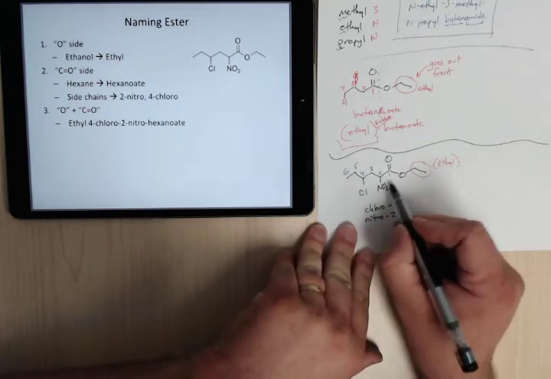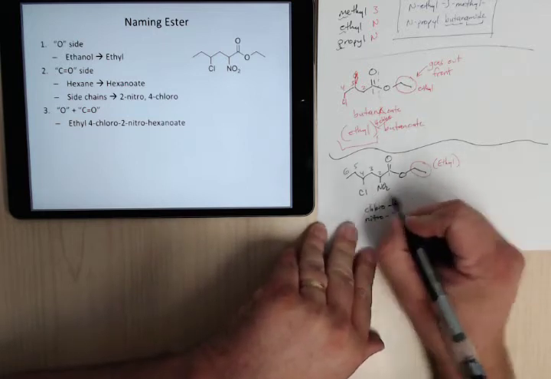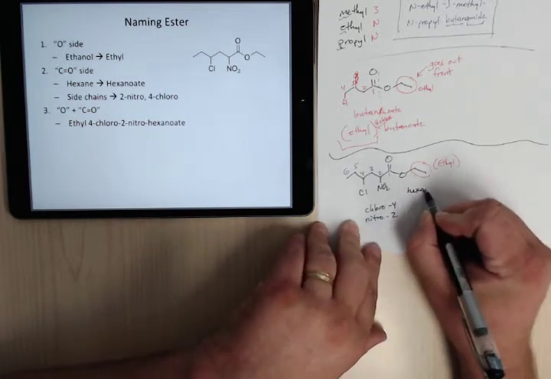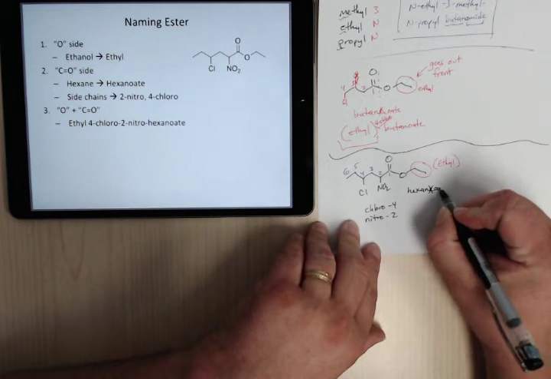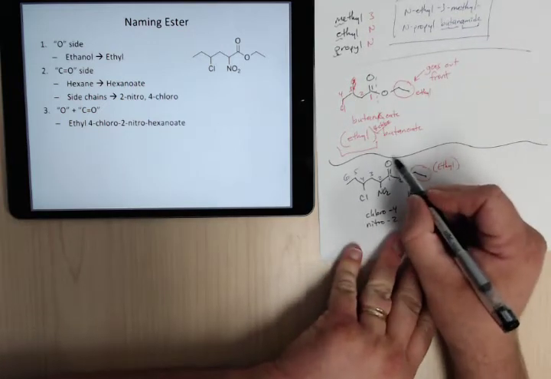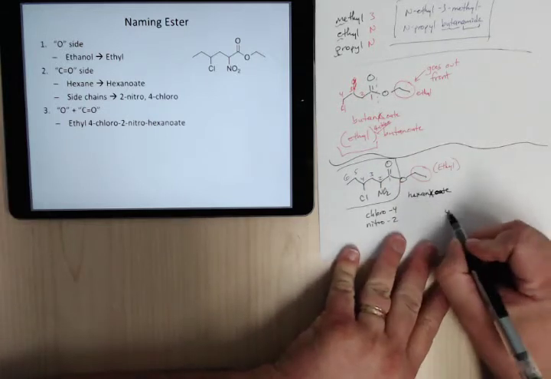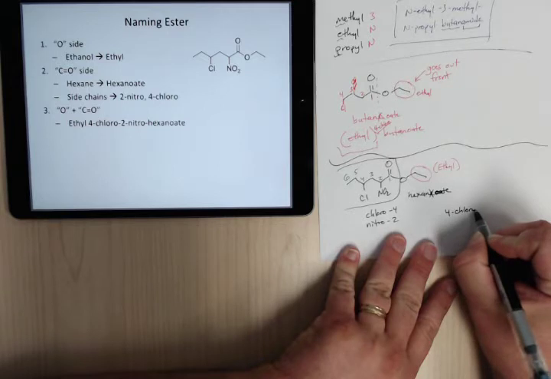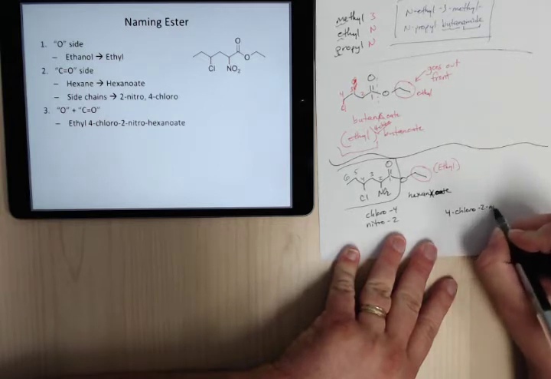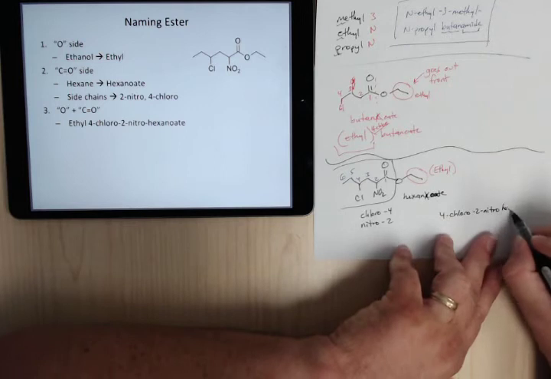Okay, so it's going to be, so this part here, right? 1, 2, 3, 4, 5, 6. So this would be the main chain hexane, right? Take off the E and add oate. So this part here would be 4-chloro, 2-nitro, hexanoate.